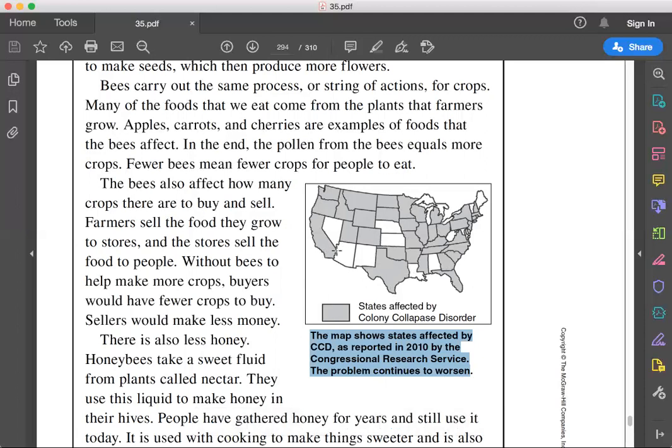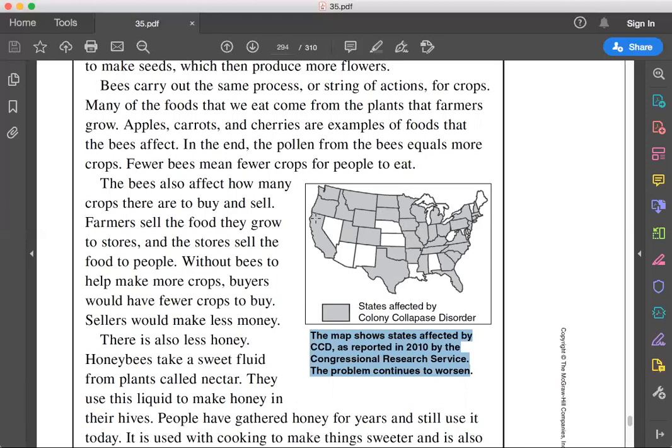I see the map is two different colors. There's white, so some parts of the United States are white, some parts are gray. What does the gray mean? It has here a legend, says states affected by colony collapse disorder. So these are all the parts of America, of the United States, that are having a problem with a lot of bees dying out and not being as many, which is a problem.